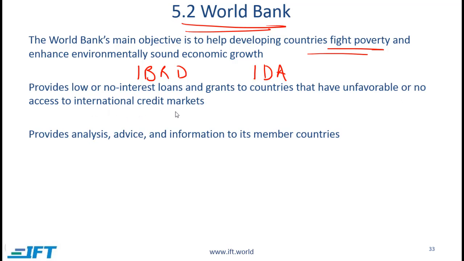credit markets. If these countries were to try and raise money, the cost would be extremely high. The World Bank, on the other hand, has a very sound credit rating given its policies. So it can raise money at a relatively low rate and then lend that money out to these countries. The World Bank also provides analysis, advice, and information to its member countries.